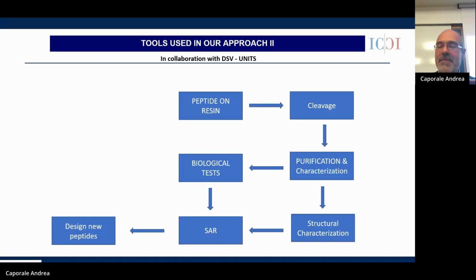Then I try to represent a flow map of the rationale of our approach. Before, the synthesis of peptide, cleavage, purification, biological test. When we have a purified peptide, we can do the structural analysis, and we can do a biological test with the structural characterization in order to do a structure activity relationship, and then design a new peptide to come back.